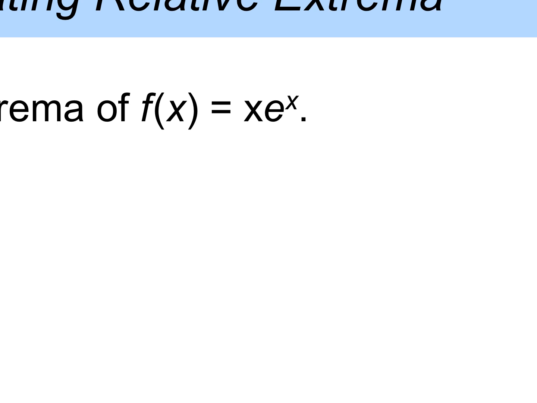Here, I've got two terms. I have x and e to the power of x that are being multiplied together. How do you think I would take the derivative here? What's the rule that we have? Perfect, the product rule. So we have the first times the derivative of the second plus the second times the derivative of the first. So our first term is x times the derivative of the second. What's the derivative of e to the power of x?